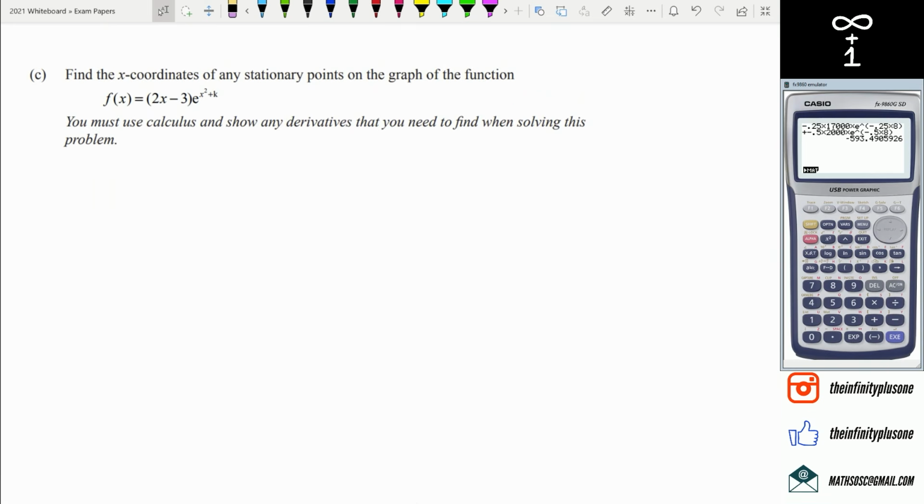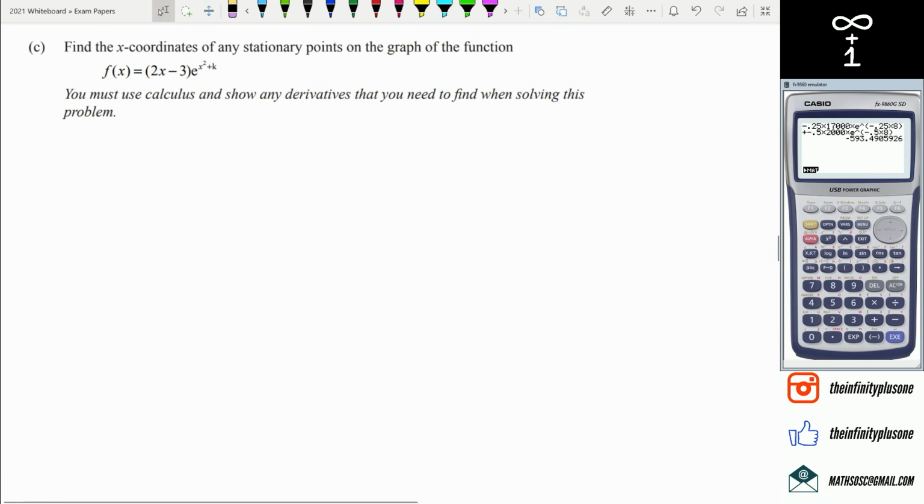The next question: find the x-coordinates of any stationary points. So we are differentiating and then putting it equal to 0 and finding out what the stationary points are. It looks like we've got a product rule here, where u equals that and v is that. So I'm going to break it down. u is equal to 2x minus 3, which means u dash is equal to 2, and v is equal to e to the power of x squared plus k, which means v dash is equal to e to the power of x squared plus k, and of course I've got to multiply by the differentiation of this, which is 2x.